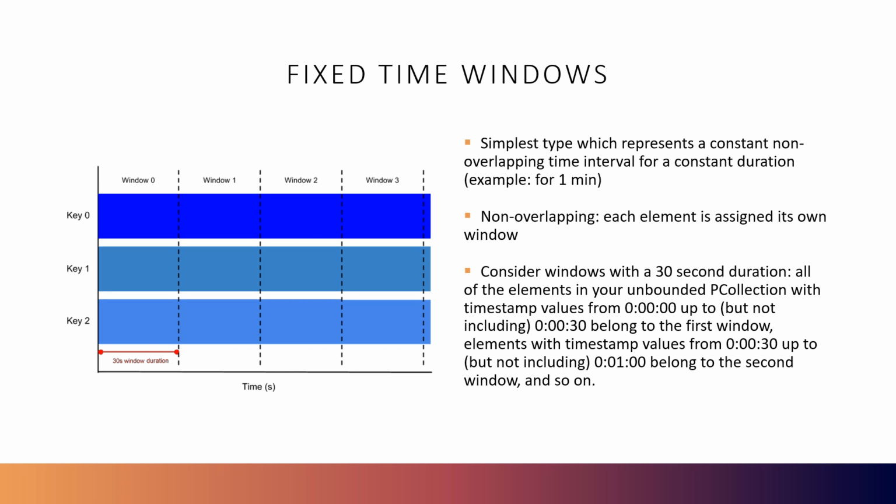Let's look at the fixed time windows first because it is the simplest type. Now, this one represents a constant non-overlapping time interval for a constant duration, let's say a minute. Since it's non-overlapping, this means that each element is assigned its own window. So, for example, let's consider windows with a 30-second duration. All the elements in your unbounded PCollection with the timestamp values of 0 up to but not including 30 seconds belong to the first window. Elements with the timestamp values of 30 seconds up to but not including a minute belong to the second window, and so on.